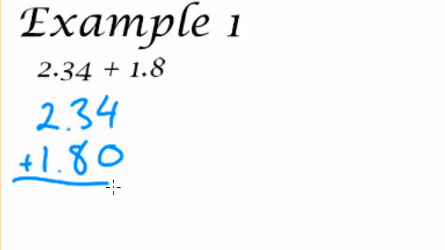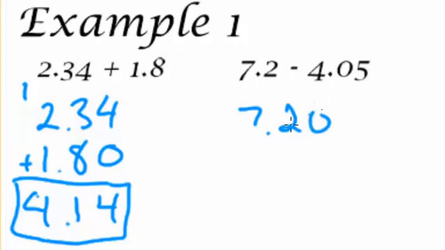I include a 0 there so that it lines up easily with the 4. And then I add as I would numbers without decimals. 4 plus 0 is 4, 3 plus 8 is 11, put the 1 on top of the 2, and I get 4.14. Here's my final answer. As long as I kept the decimal place in the same spot, I should be fine. Subtraction should follow the same principle.